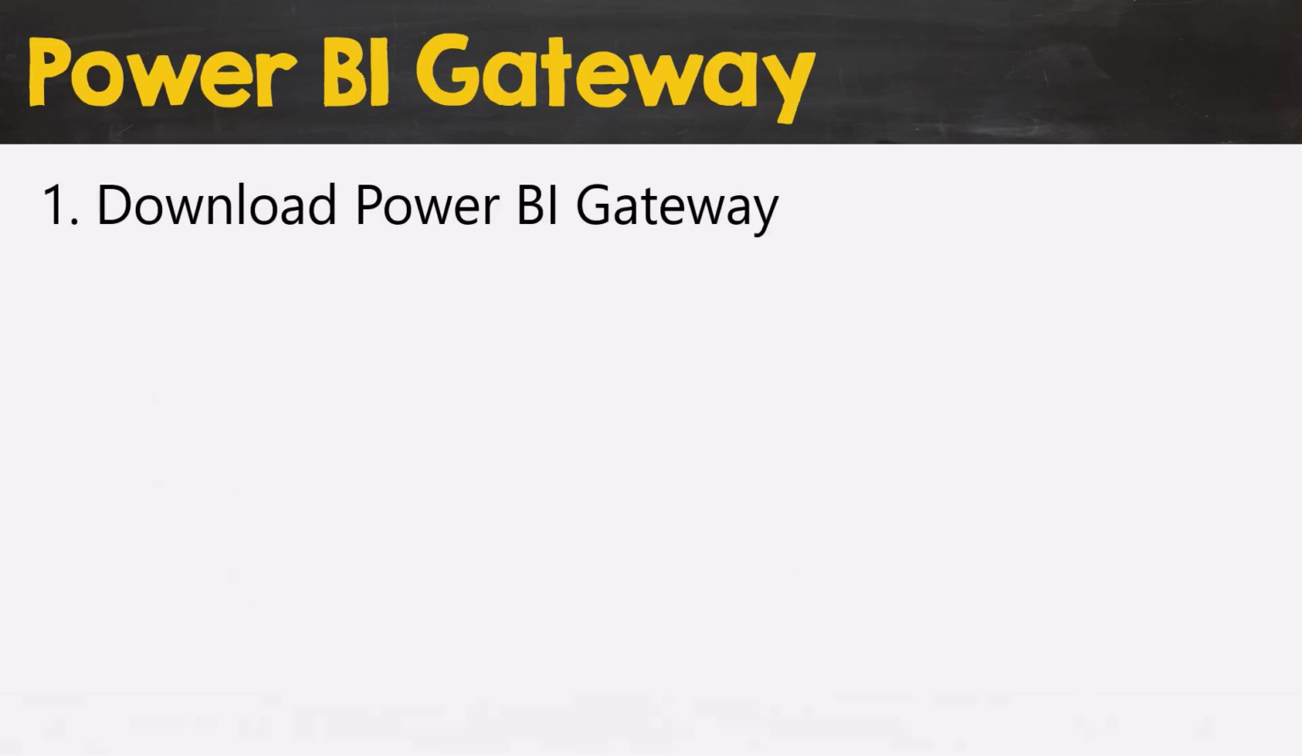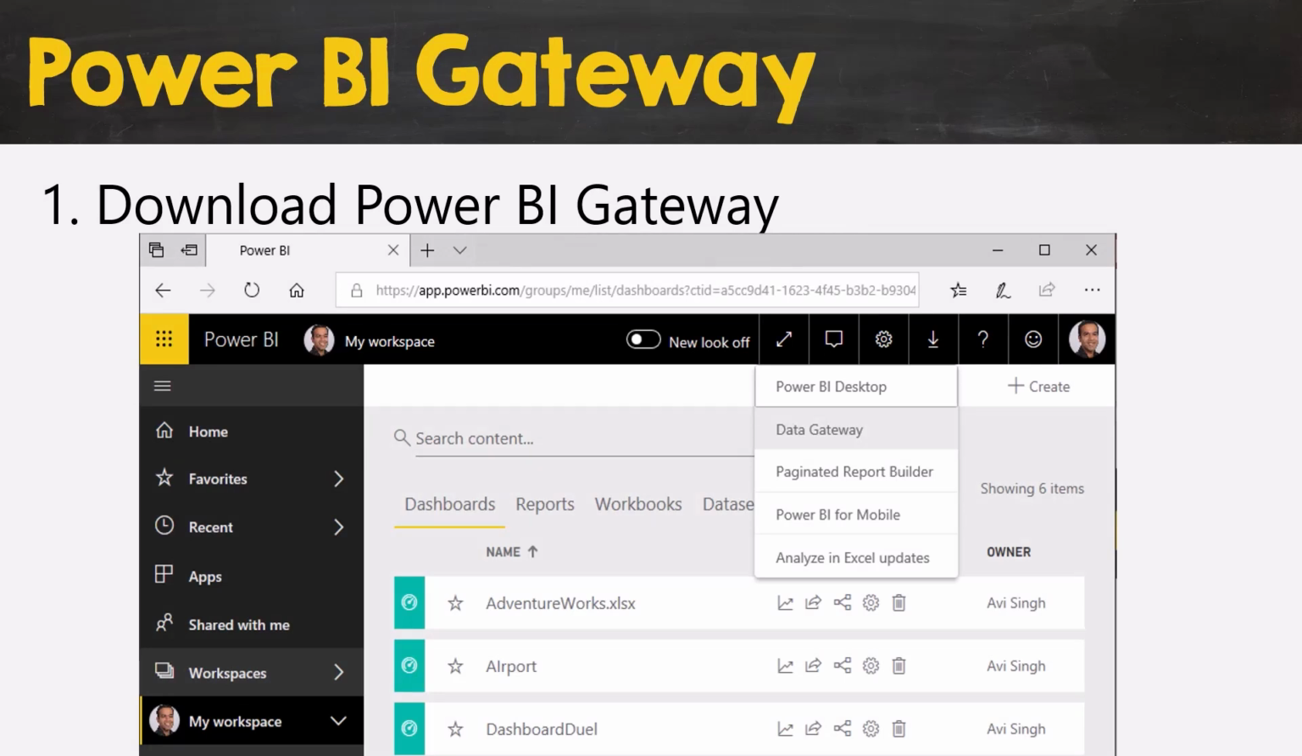Let's talk about download. That one is really easy if you know where to look. It's easily located inside your Power BI portal itself. So just log into powerbi.com and then click on this icon right there. And once you do that, it's going to give you a drop down. And from there, just select the Data Gateway option, and that'll take you to a page from where you can download the latest edition of Power BI Gateway.